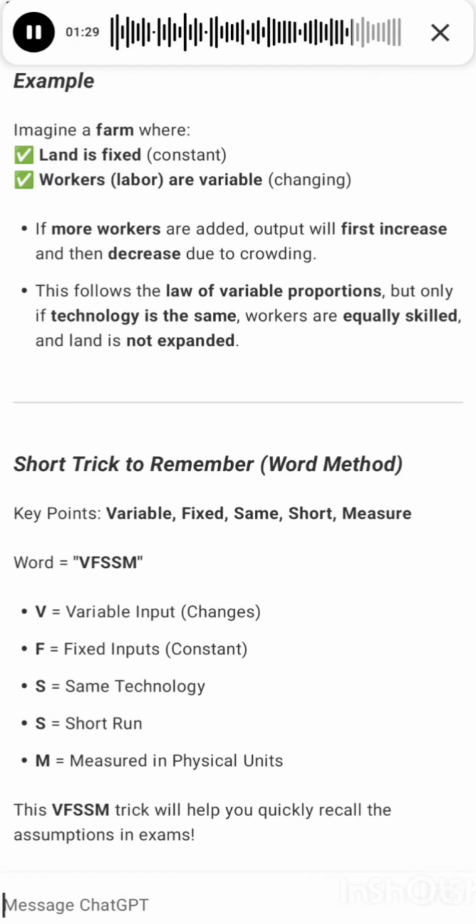Short trick to remember, word method. Key points: variable, fixed, same, short, measure. Word equals VFSSM. V, variable input changes. F equals fixed inputs, constant. S equals same technology. S equals short run. M equals measured in physical units. This VFSSM trick will help you quickly recall the assumptions in exams.